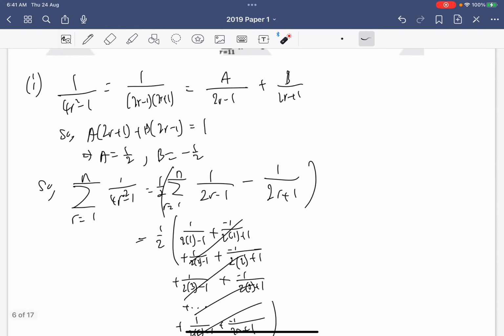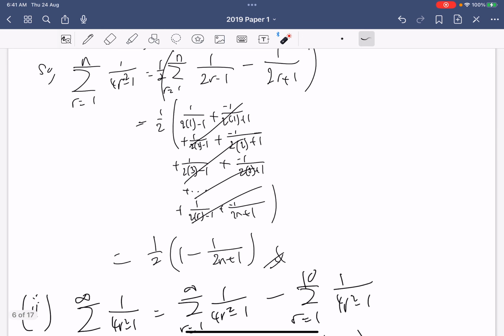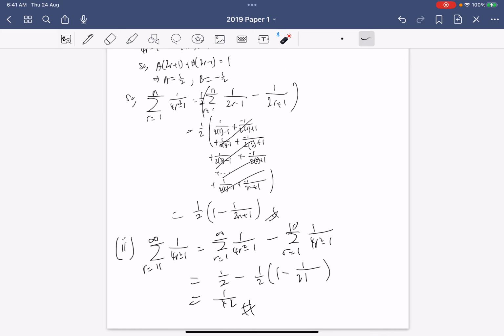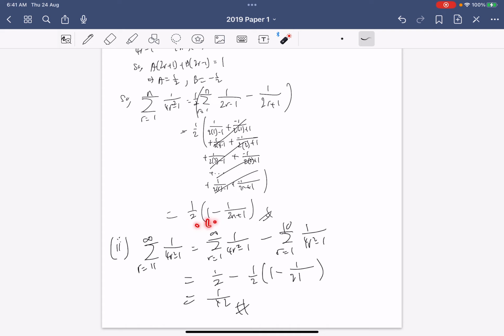And actually, if you see it, you can just do the method of differences or telescoping sum, which then cancels out this part. So you're only left with this top and this bottom term. And the top term is 1 and the bottom term is minus 1 over 2n plus 1. And so the sum is just half times (1 minus 1 over 2n plus 1).